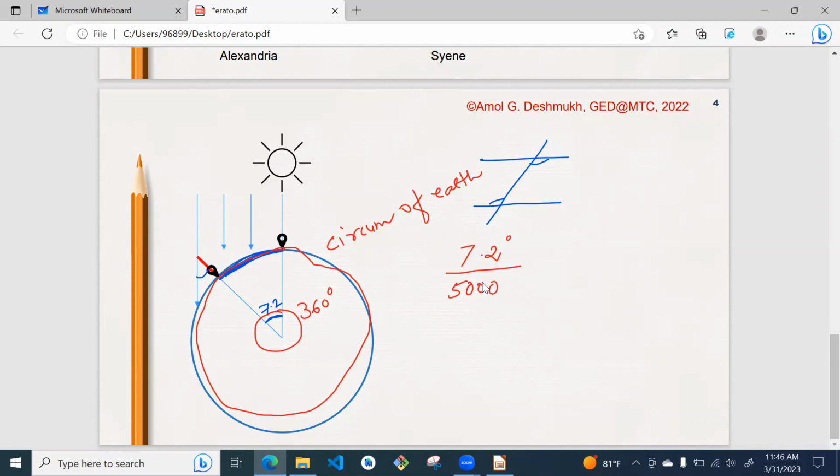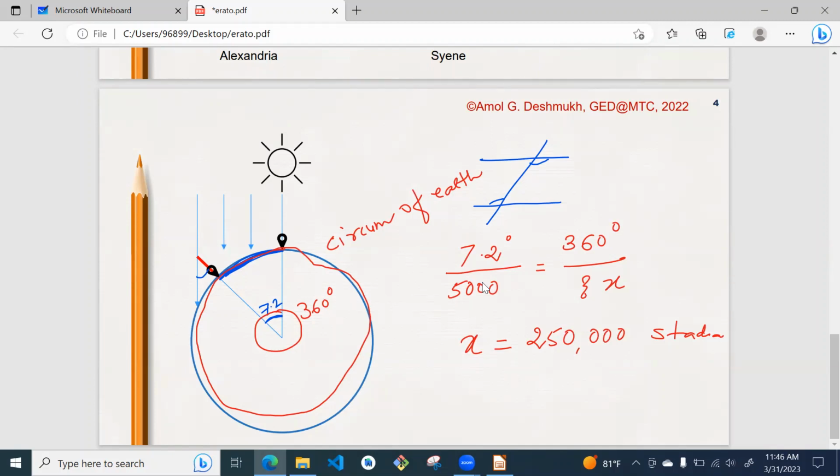So for a 360-degree angle, what will be the total distance in stadia? Suppose this distance is x. He found that x was approximately 250,000 stadia. Surprisingly, this estimate was accurate considering the limitations of the technology available at that time.